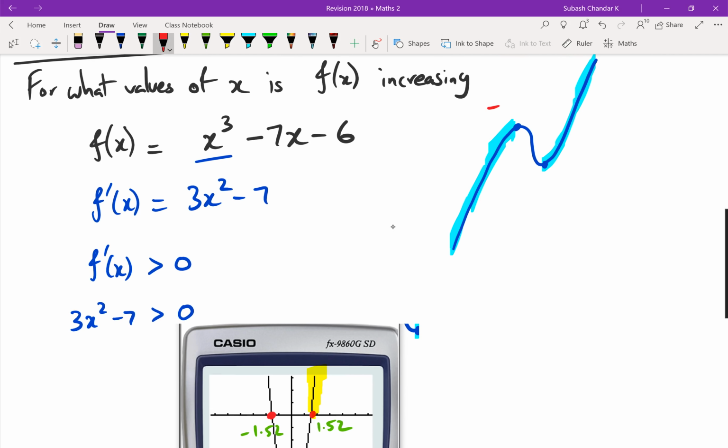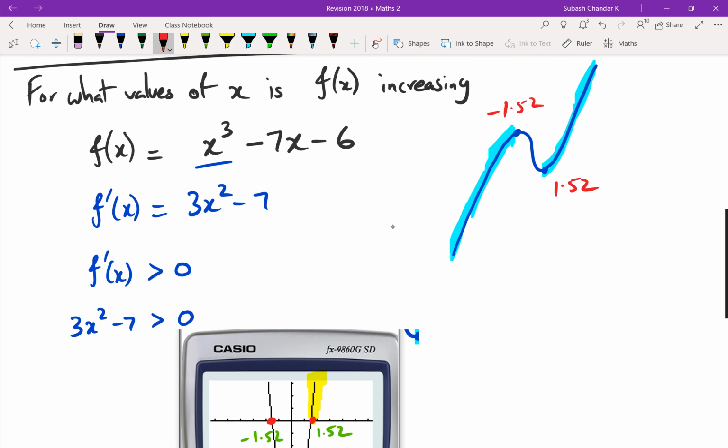Get your 2 points right here, because that's negative 1.52, 1.52. And then you can actually write your answers that way as well. But what they want to see is how you actually got those two values. But you can actually use your graphics calculator to check if you're doing the right thing or wrong.